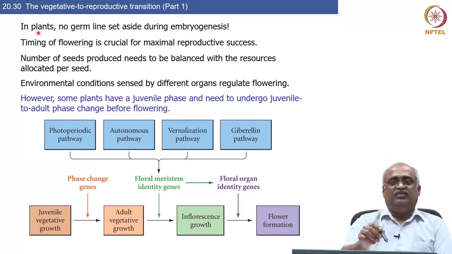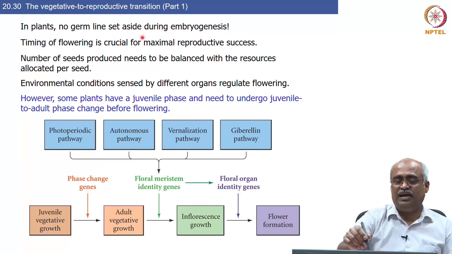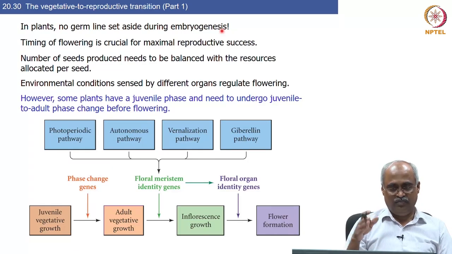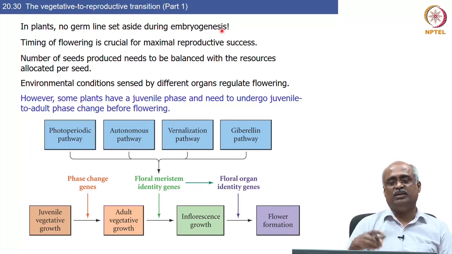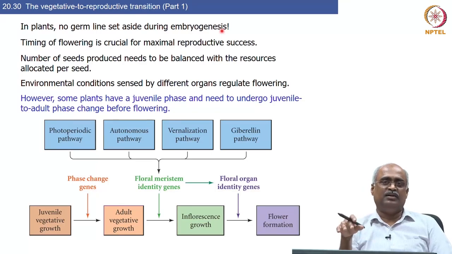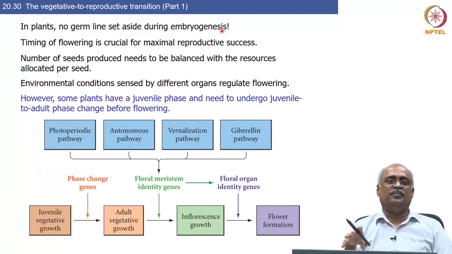An important point to note here, which I briefly mentioned at the very beginning in the previous class, is that the plants do not make germ cells. They do not set up a germ line during embryogenesis. Okay, so instead the cells that can undergo meiosis are derived from the meristematic cells, the shoot apical meristem, when it switches from vegetative to reproductive phase. And again, like how I was emphasizing how environment matters for germination, similarly here the environment has to be sensed, and an appropriate environment required for optimum reproduction is essential.